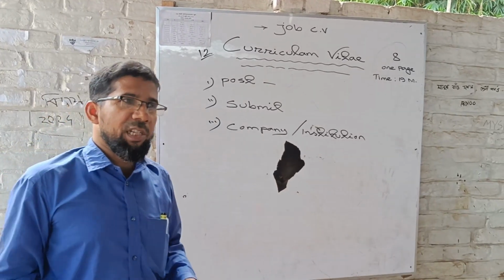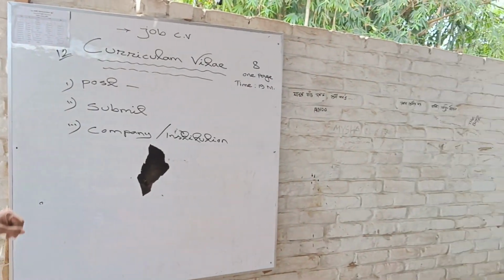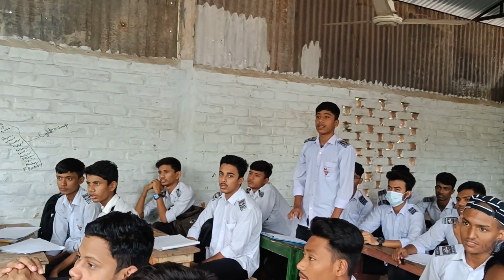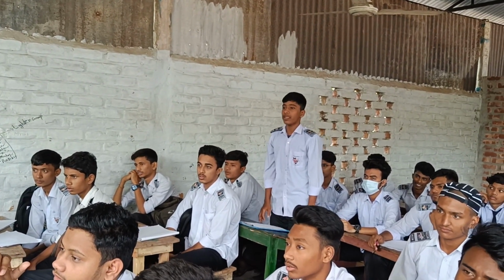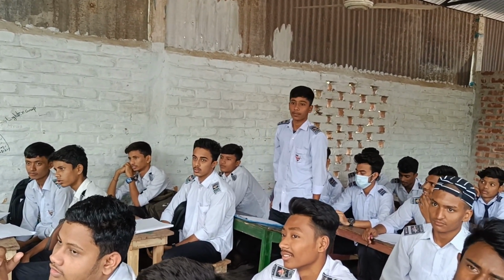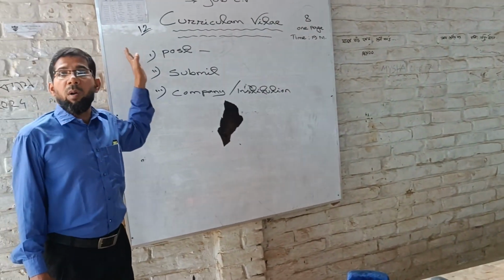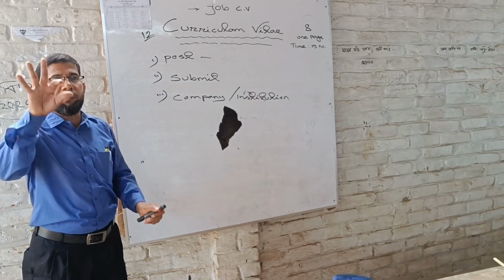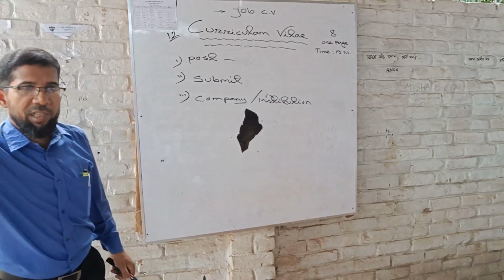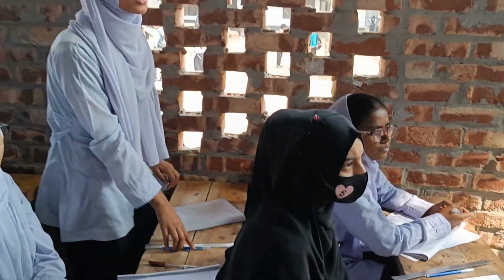Rabbi, stand up. How many things are essential? Three things. One is post, second is subject, third is company, the institution. Correct. Sit down. How many things do you need? Three. If any student wants to submit this type of CV, they must have three pieces. How many? Three. Sanjita, stand up. You are telling. How many things are essential?